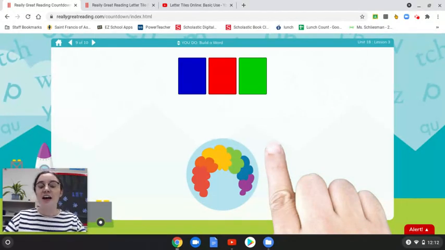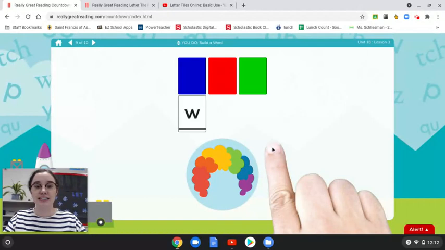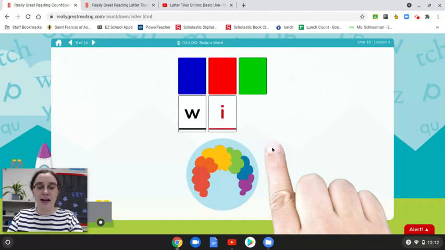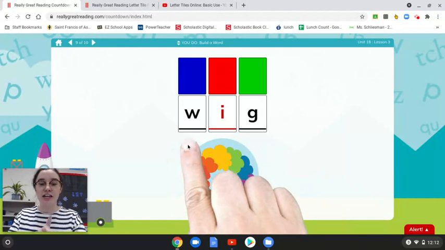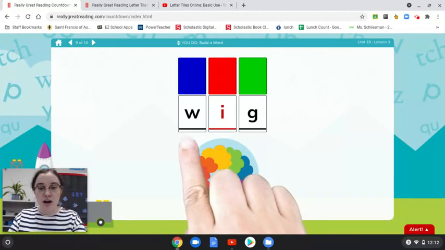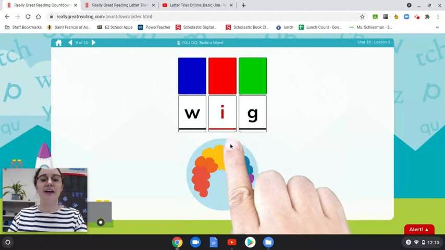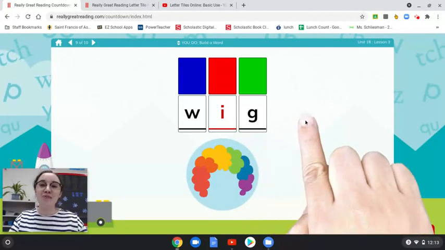Good. Now let's check. The first sound we heard was W. What letter did you put down? W. The next sound we heard was I. What letter did we put down? I. The last sound we heard was G. What letter did we put down? G. Good. Let's use our finger to touch each sound underneath it and say W, I, G. Wig. Awesome job building your words today. Nice work.